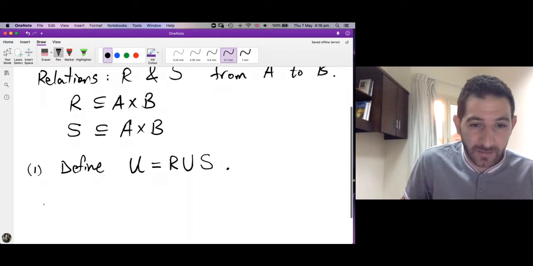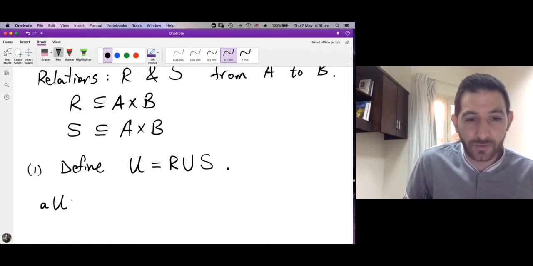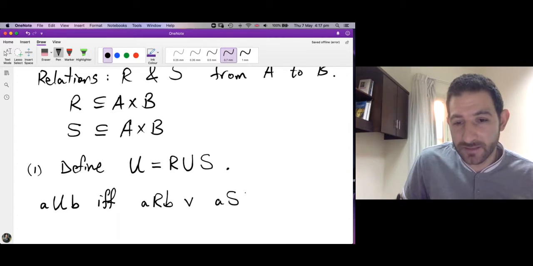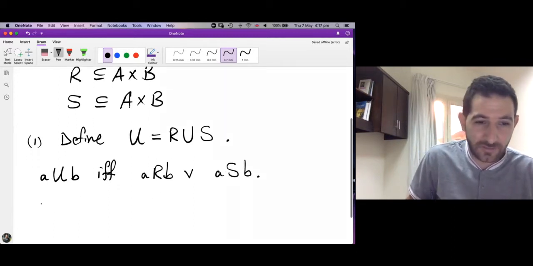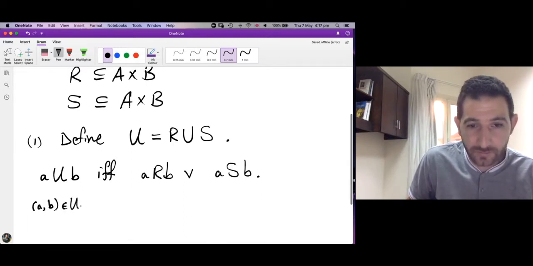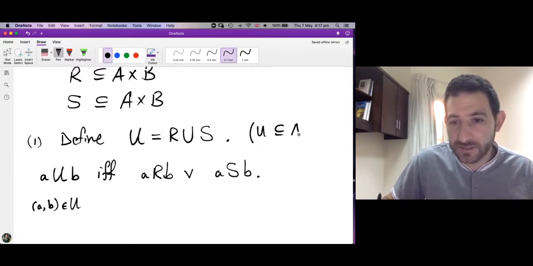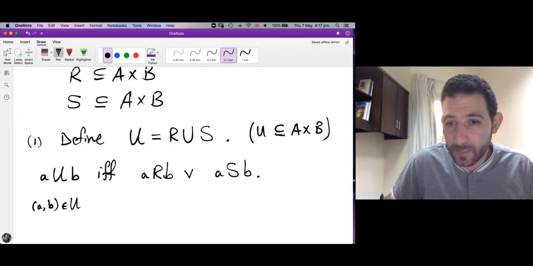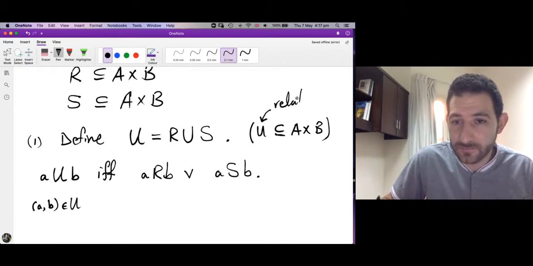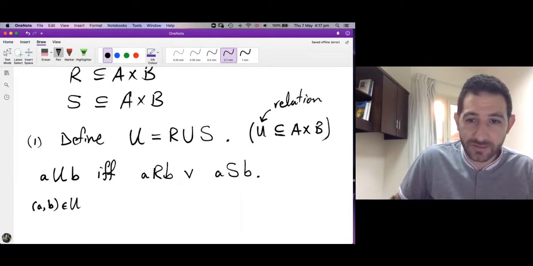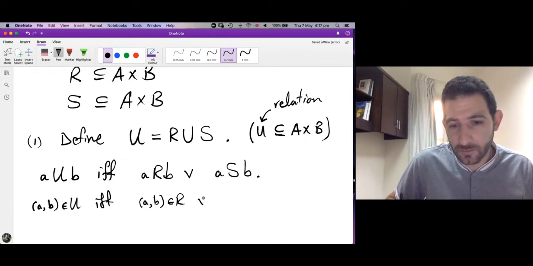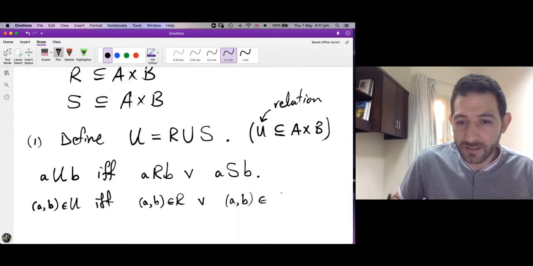This means an element a in A is related by U to an element b in B if and only if either a is related to b by R or a is related to b by S. So the pair (a, b) belongs to the new relation U. Notice that U is still a relation because it's a subset of A cross B. Since R and S are subsets of A cross B, their union is also a subset of A cross B. The pair (a, b) belongs to U if and only if the pair belongs to R or the pair belongs to S.